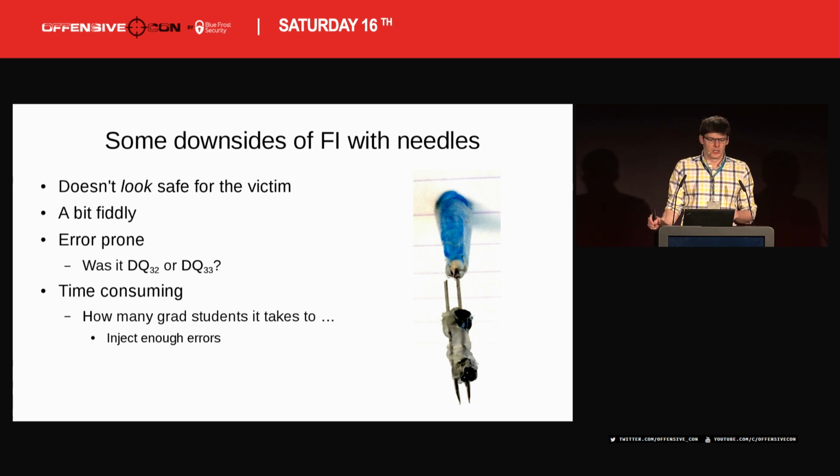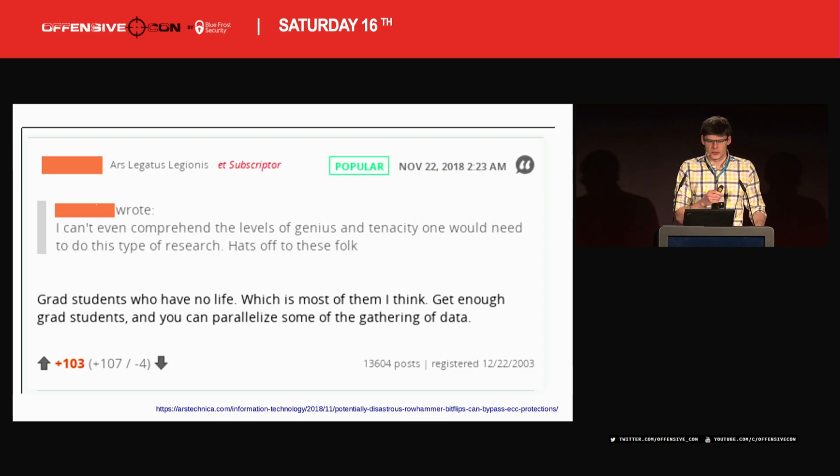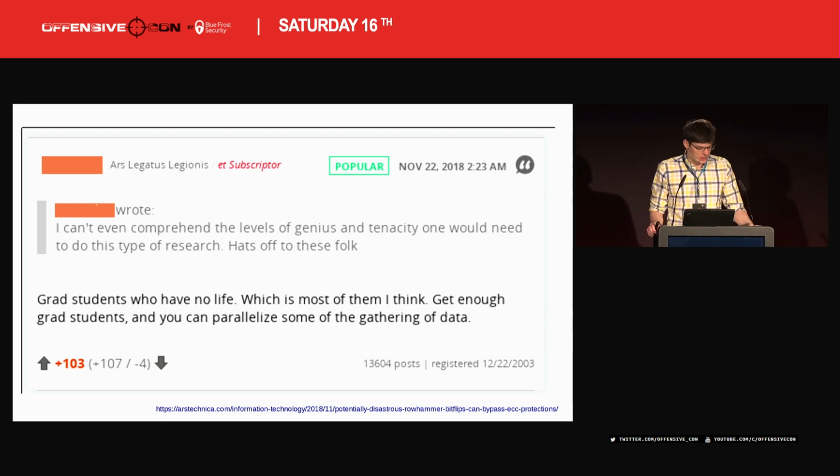You have to somehow coordinate when you're moving the probe with someone else writing down a number for you or things like that. It's also time consuming. We can also make a joke about how many grad students it takes to inject enough errors. And luckily, to answer this question, probably it doesn't matter, because we have no life, I guess.